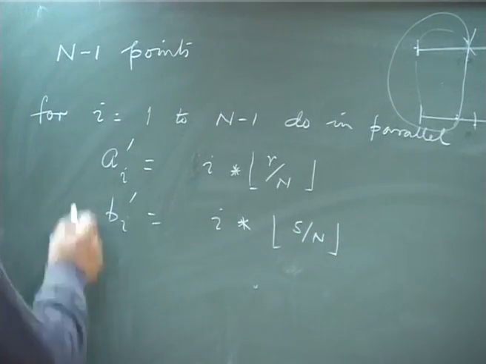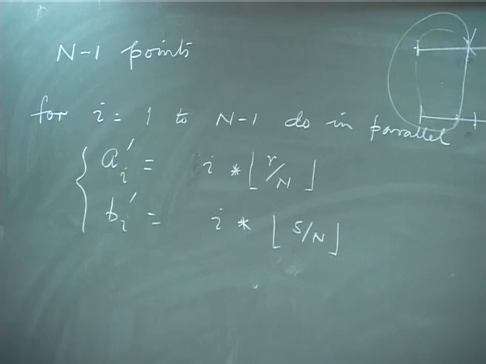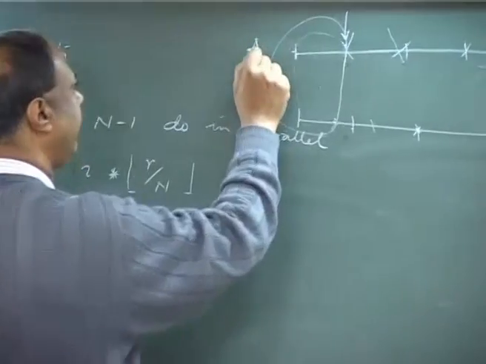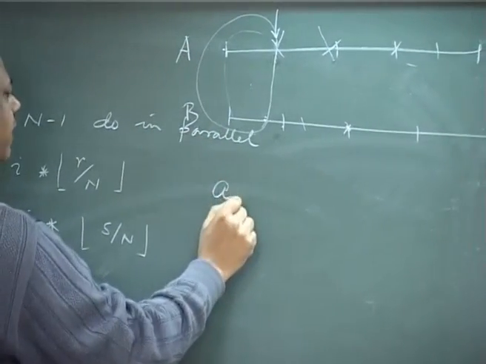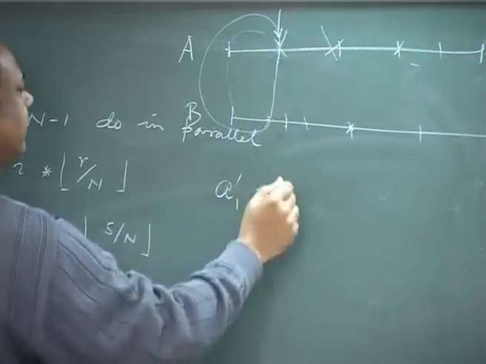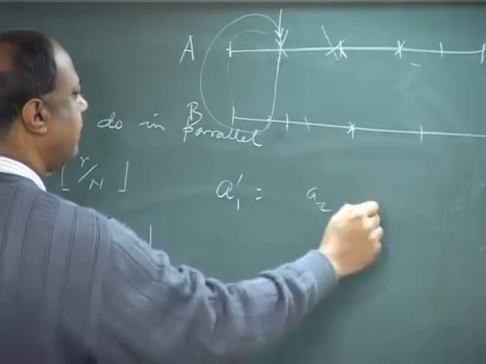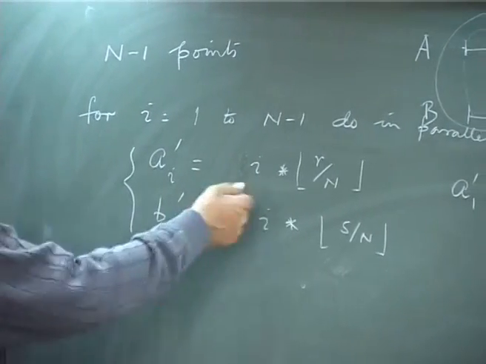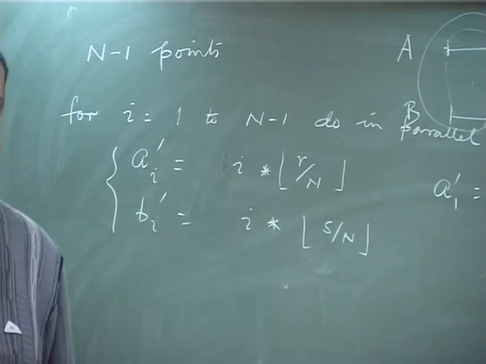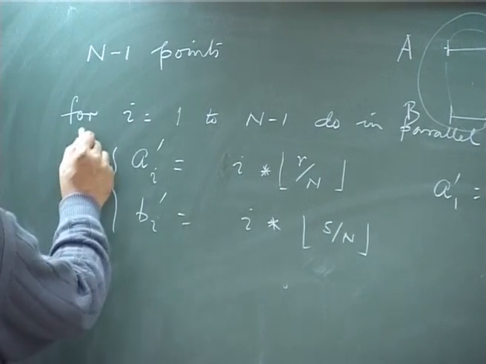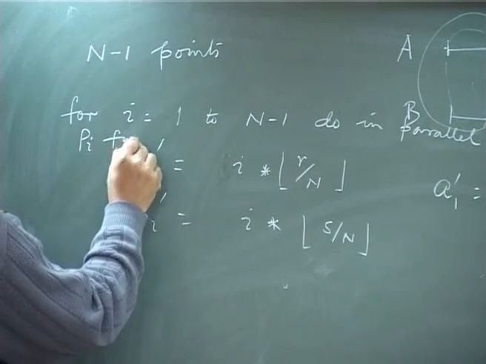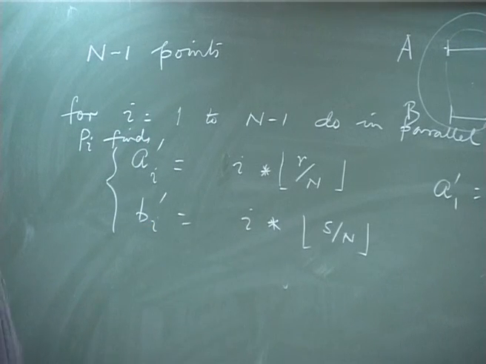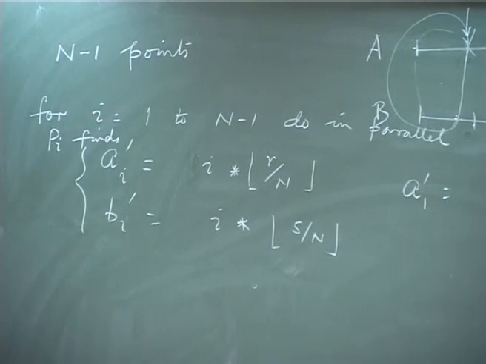So basically I get these elements. So this is your A and this is your B. So A1 dash is this element, A2 dash is the next element, and so on. This can be done in constant time. Every processor finds that value, P1, P2, P3, P_i finds. So every processor finds one value, which takes a constant amount of time.